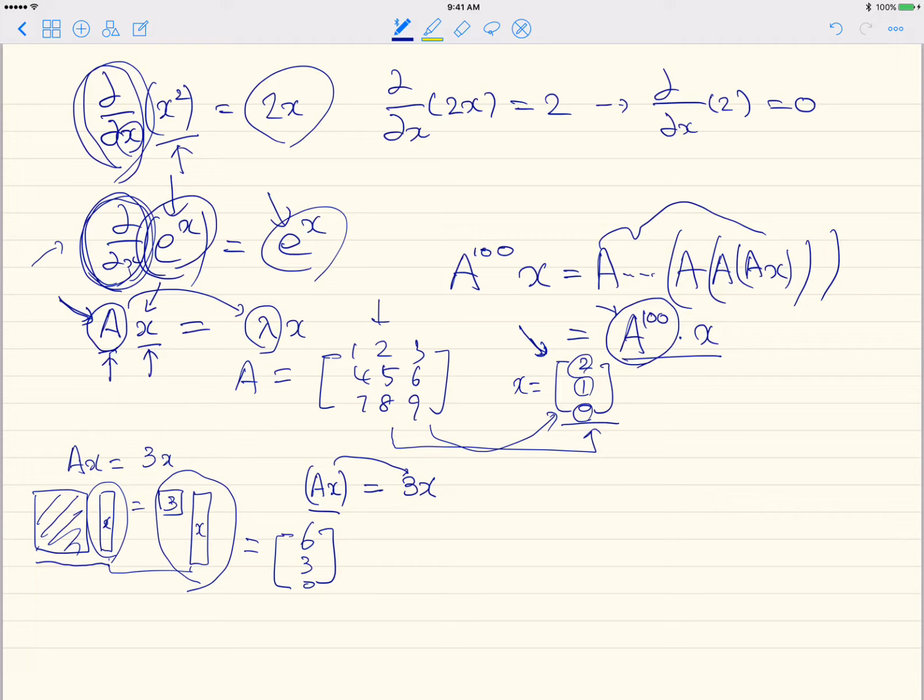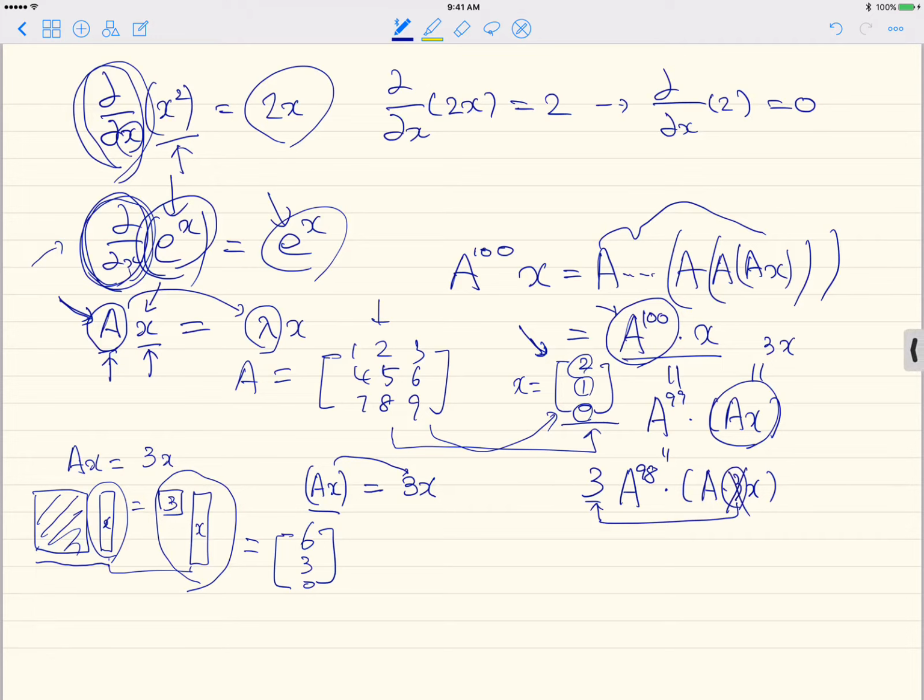In this case, it will become a to the power of 99 times ax, right? And then this guy, we know this guy is just a 3x, right? And then what about this? A to the power of 98 times a times 3x, but let's move this guy to the left, okay? So we can do that, right?